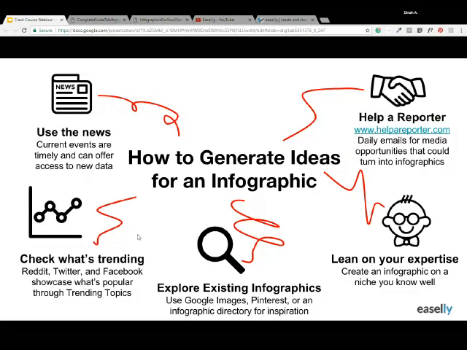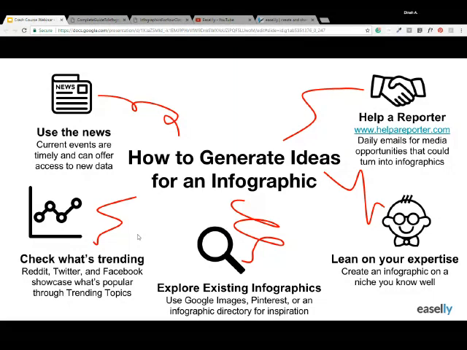But to generate some ideas for an infographic, here are some suggestions where you can get started. One thing is just use the news. This is one of the easiest things that anyone can do. We're consuming news on a daily basis, and current events are always timely, and they are things that people are all talking about. And sometimes, if there's research tied and connected to it, it can offer access to new data.